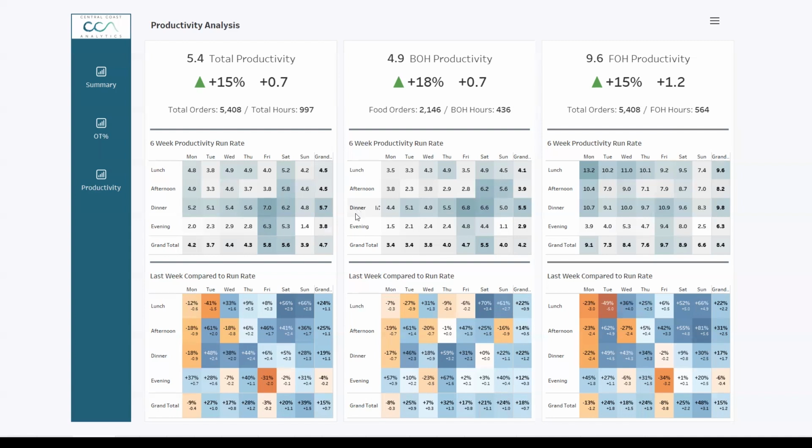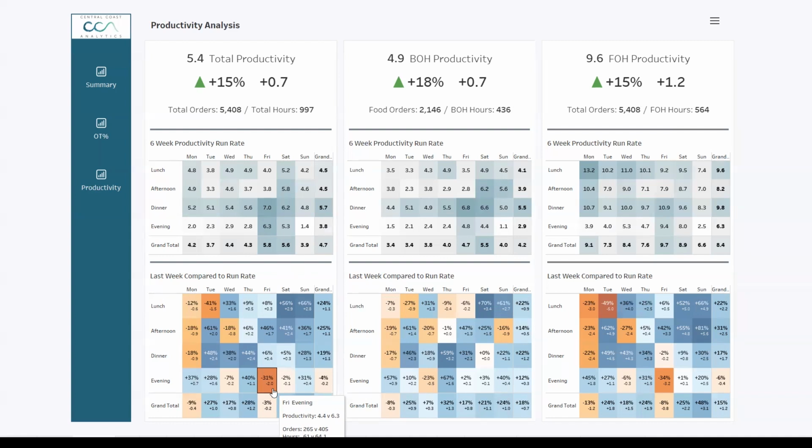And then what's also really interesting is down here at the bottom, we're looking at last week's productivity compared to that average run rate, right? So now we can really get with our team and we can basically say, for example, Friday evening shift was 31% less productive than usual. What happened that day? And we can have a good, meaningful conversation that's really pinpointed to something specific with our team.